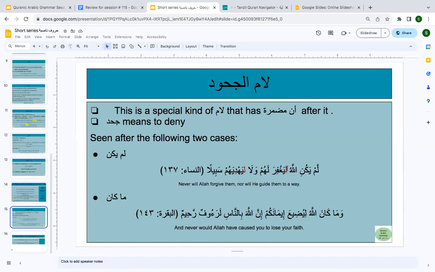Okay. But what do you see? Do you see a very strong negation, a very strong negative sentence? Never will Allah forgive them. This "never" is because of lam al-juhud. Every time you see li after lam yakun or ma kana, you are going to label it lam al-juhud. Okay, don't call it lam ta'lil, because this is not giving you the reason.